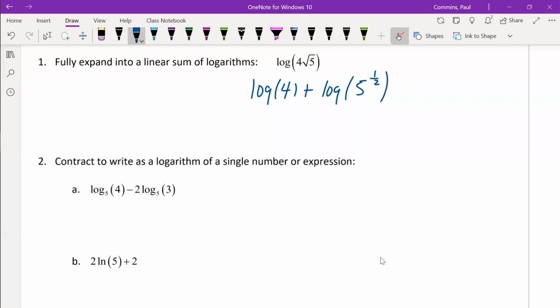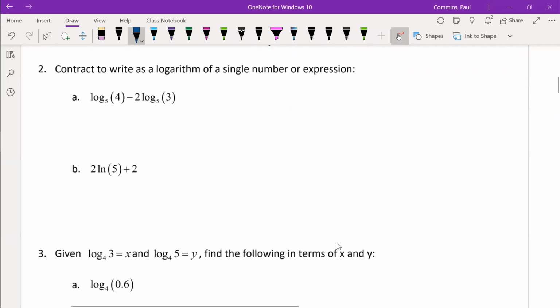And then the third rule of logarithms says we can move the 1/2 out front. So this is log 4 plus 1/2 log 5. That's as far as we can go with that one.